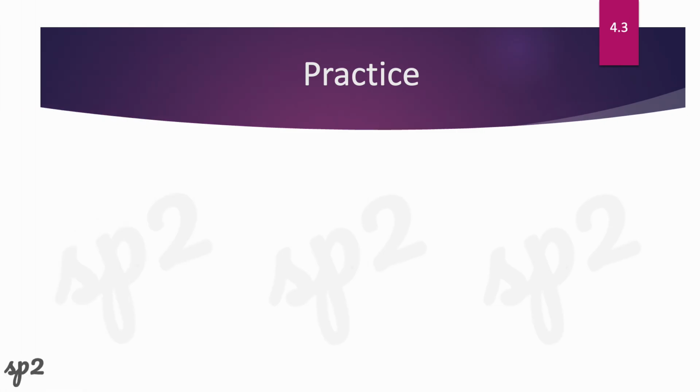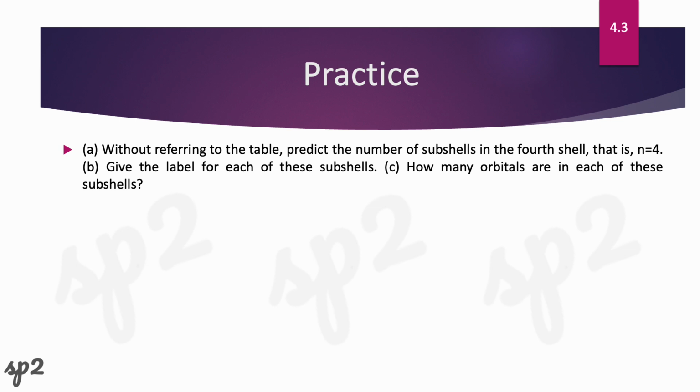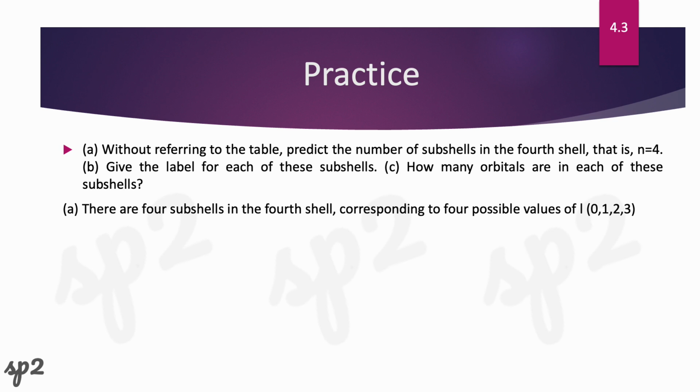So let's do a practice together. Here's the question, and it has 3 different sections. The first section asks, without referring to the table, don't cheat, predict the number of subshells in the fourth shell, which is n equals 4. Think about it. If n equals 4, that means we have 4 possible values of l. Am I right? 0, 1, 2, and 3.